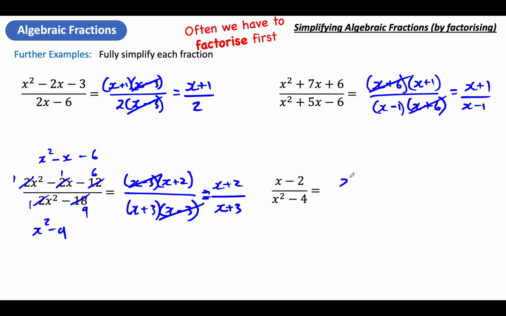Difference of two squares again. Probably a bit easier this one really by now. The bottom is difference of two squares, so it's x minus 2, x plus 2. Doesn't matter on the order as long as they're both there. And the x minus 2's cancel out. Remember, you need that placeholder on top, because what you've really done is divide top and bottom by x minus 2, which leaves 1 times x plus 2, and 1 just on its own on top.